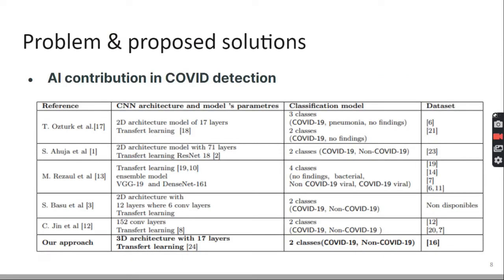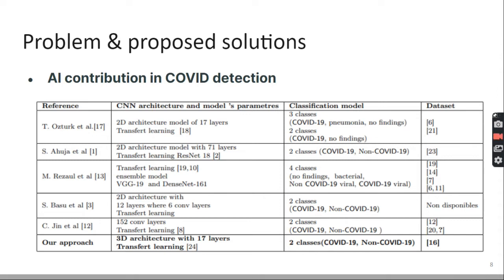This problem caught many researchers' attention, so many works and articles have been proposed. We introduce some of these works in this table. The first approach consists of transfer learning applied onto an architecture model of 17 layers. This model outputs three classes: COVID-19, pneumonia, and no findings.